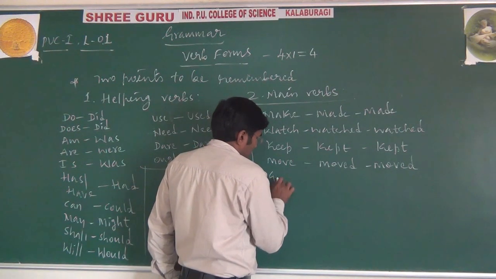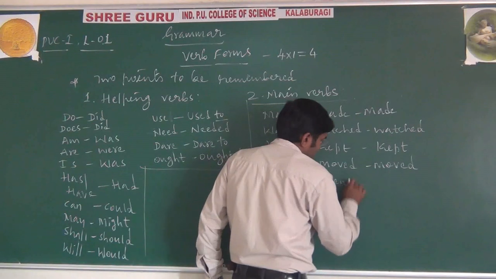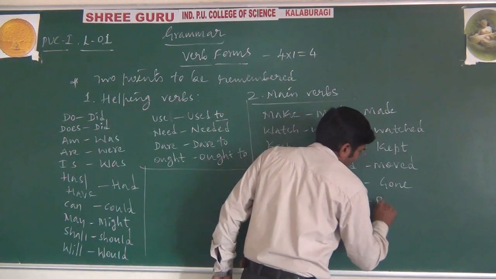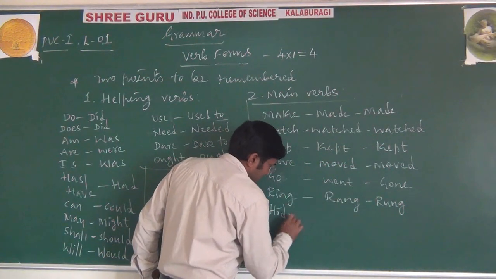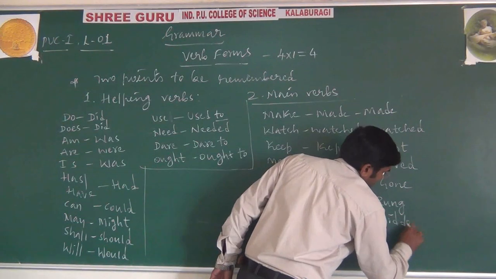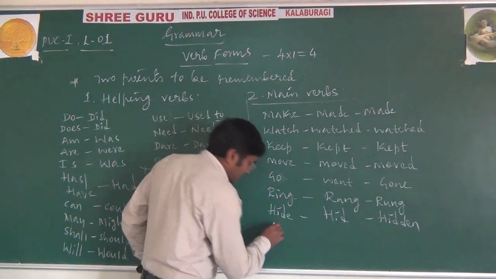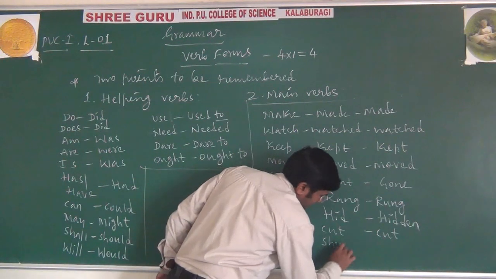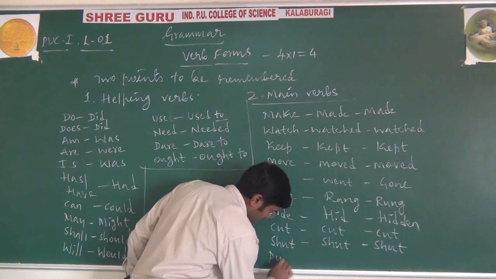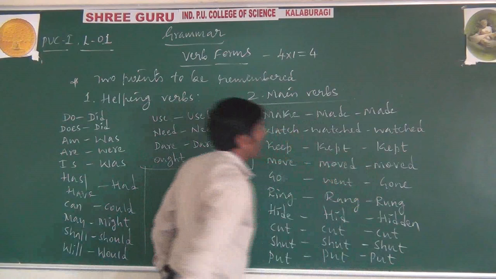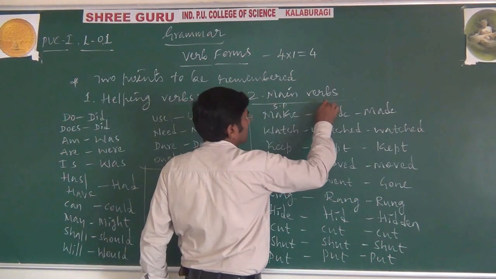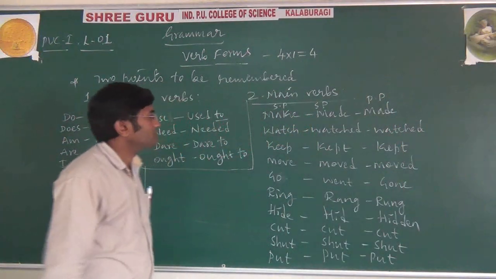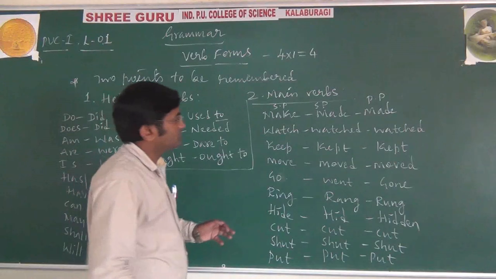And even go, went, gone. Run, ran, run. Hide, hid, hidden. Some verbs are used as they are, like cut, cut, cut. Shut, shut, shut. Put, put, and put. My dear students, simple present tense, simple past tense, and past participle. So there are uncountable verbs, but we need to go through them.